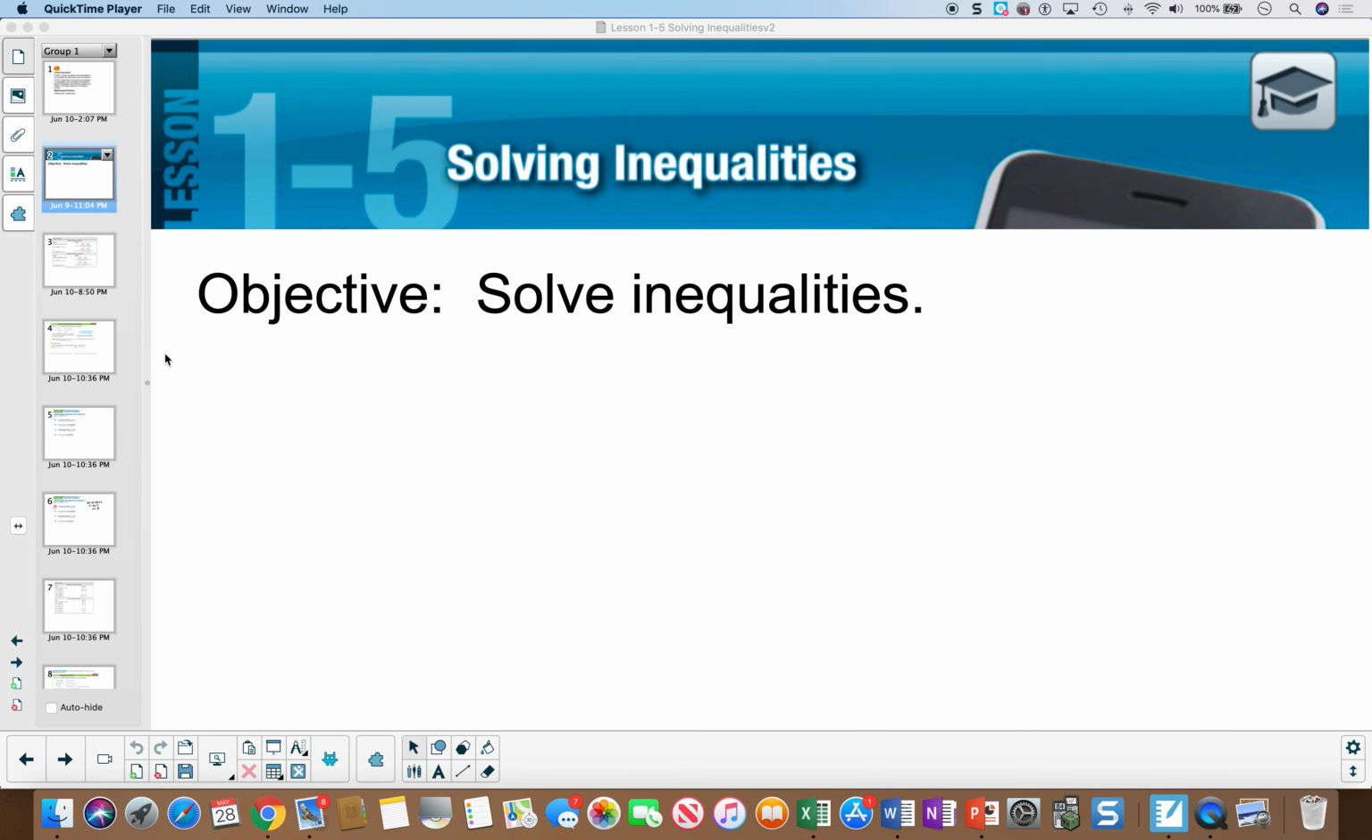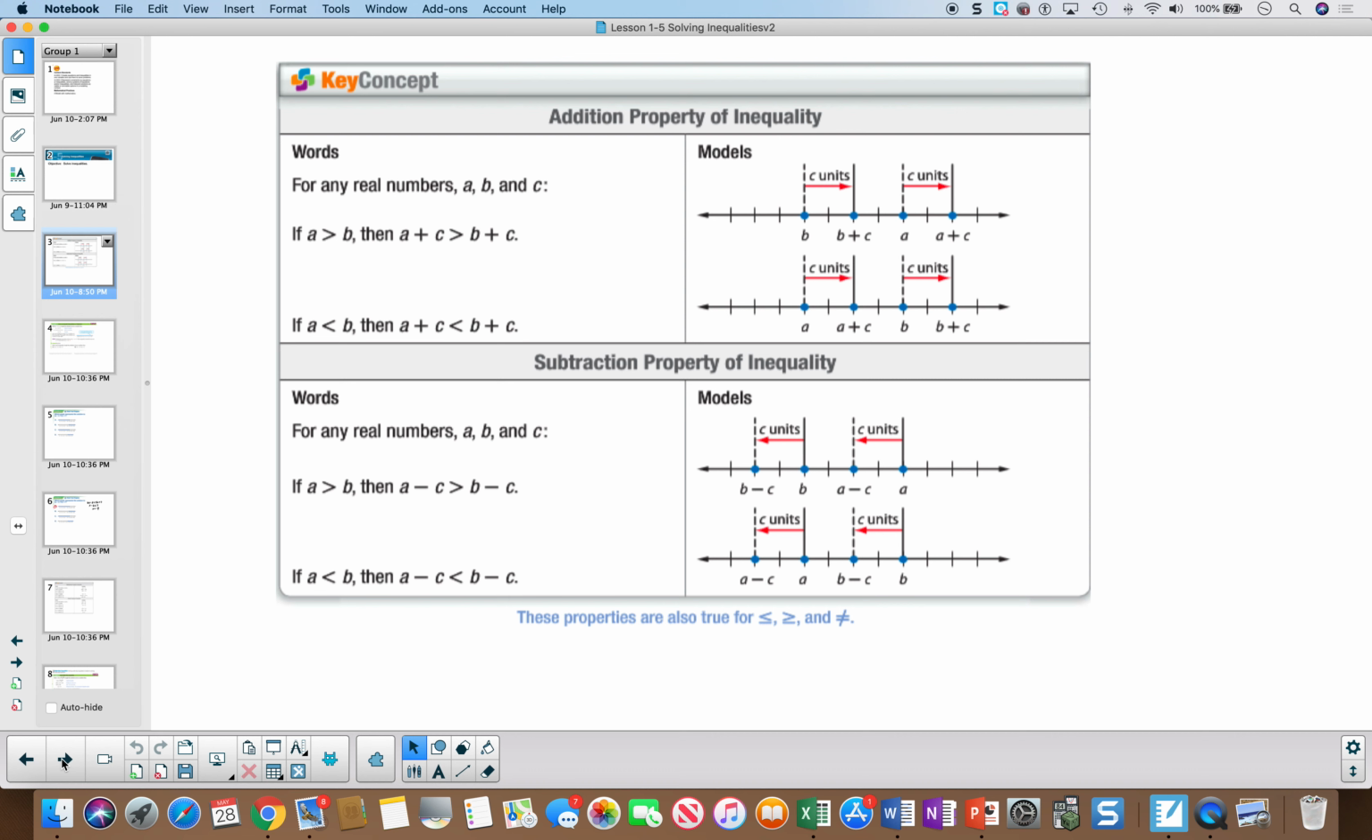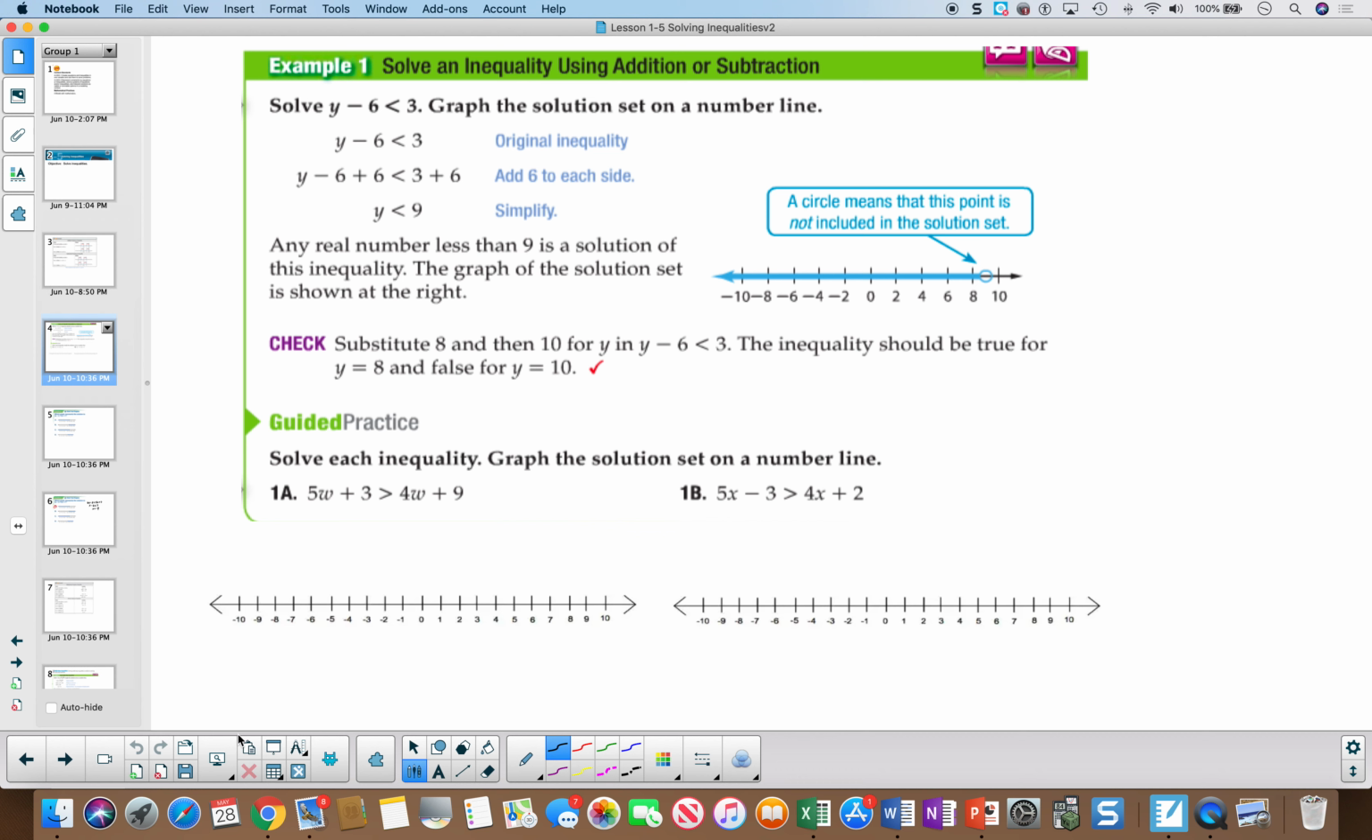Lesson 1-5, Solving Inequalities. Let's take a look at an inequality. The addition property states that as long as you add the same thing to both sides, the inequality remains true. And if you subtract the same thing on both sides, the inequality is true, either for greater than or less than.